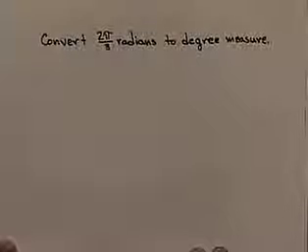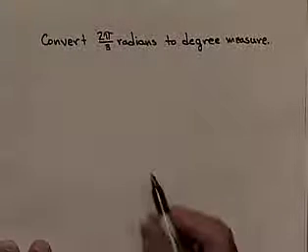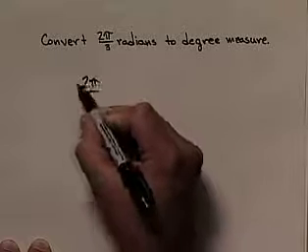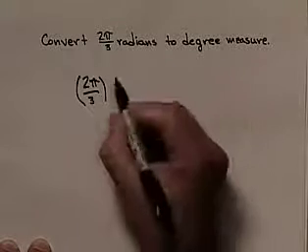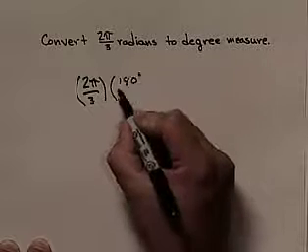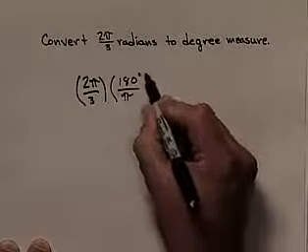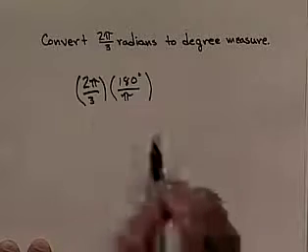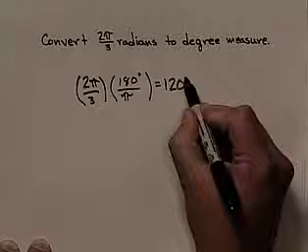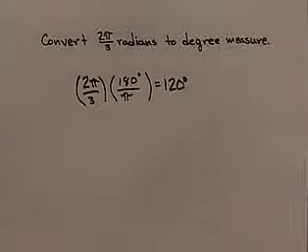In this example, we're asked to convert 2 pi over 3 radians to degree measure. Now, in this case, we're going from radians to degrees, so we want to multiply 2 pi over 3 by 180 degrees over pi. And if we simplify this, we end up with 120 degrees. Now, many calculators also have the ability to convert between degrees and radians.